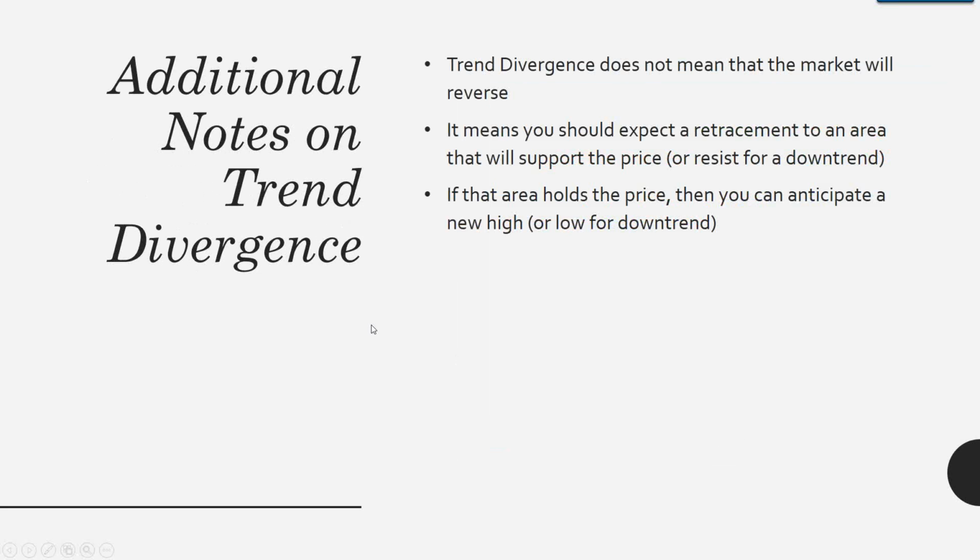Now, if you're using trend divergence, and this is a common misconception, it doesn't mean that the market will reverse. What it means is that it's going to retrace and try to find an area that is either going to support price or resist price if you're in a downtrend. If that area holds, then you can anticipate a new high or a new low in the downtrend. And this is where you can really utilize these out-of-the-money binary options.